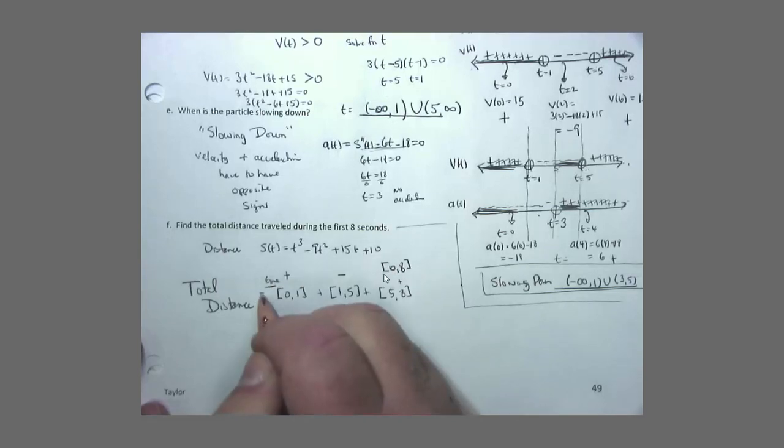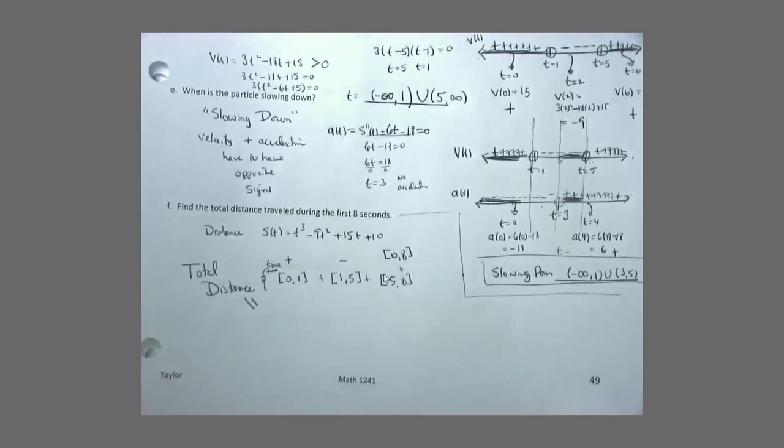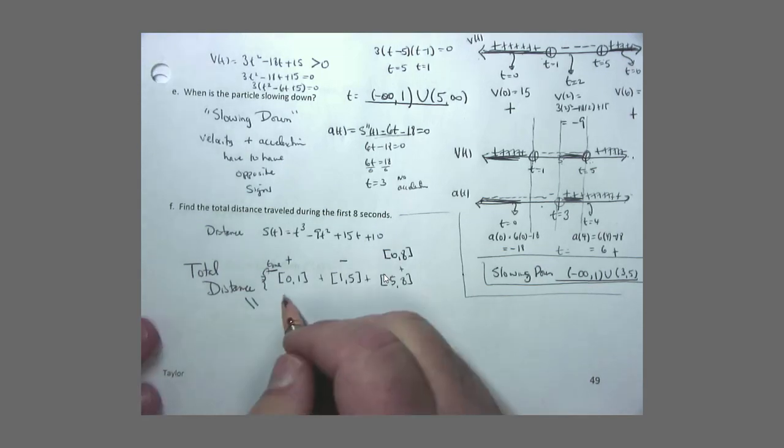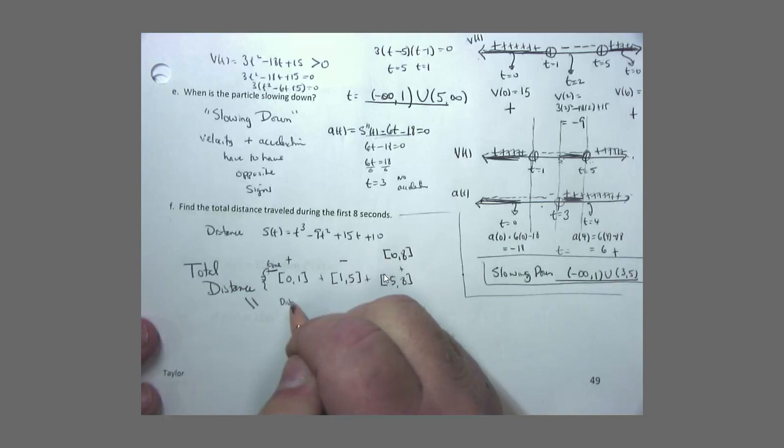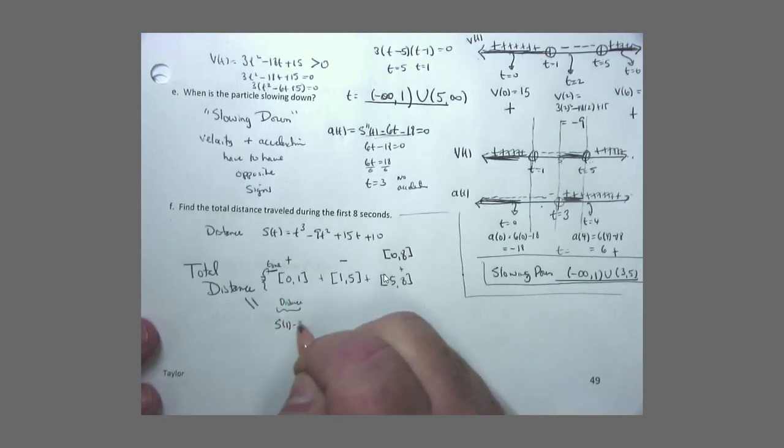Now, to actually get the total distance here, this is what you're going to do. You need to know the distance that you covered in that first second, between 0 and 1. To calculate the distance you covered, the distance in this time interval would be s of 1 minus s of 0.